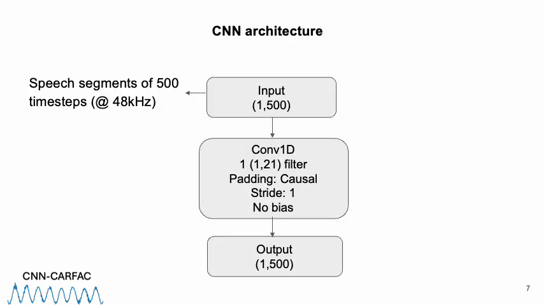So here is the architecture of our CNN. As I said, we are using speech segments of 500 time steps at 48 kilohertz, and then we have a single 1D convolution layer, with one single filter with a length of 21, causal padding with a stride of 1, and no bias. And definitely with this padding and setup, the size of the output is the same as the input.